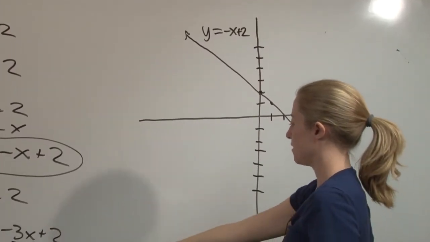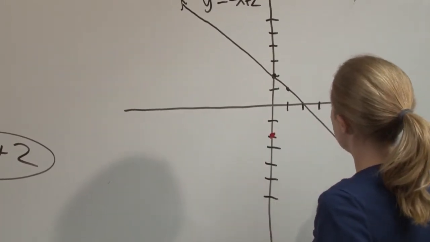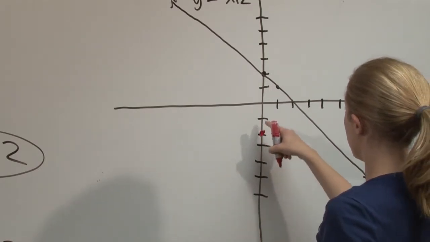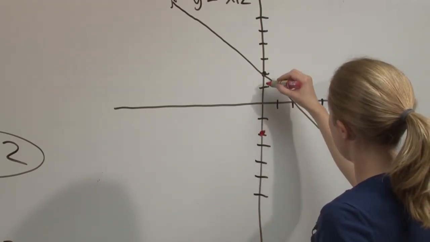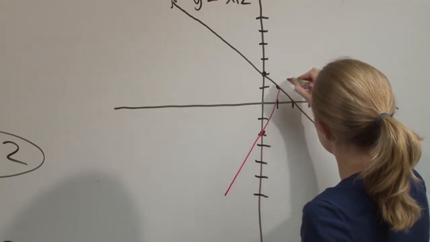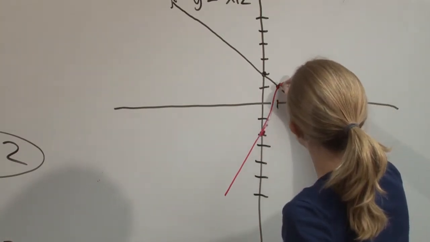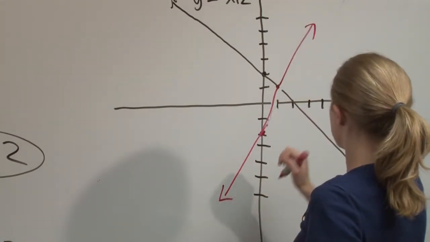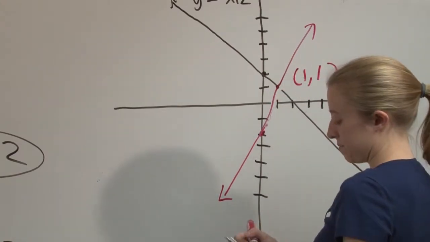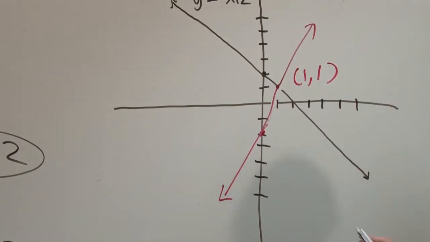And then my second line is y equals 3x minus 2. So I'll start at minus 2, and then it has a slope of 3. So it's going to go up 3 and across 1. So that puts it crossing through right here. And this point is going to be 1, 1. So that is the point of intersection.